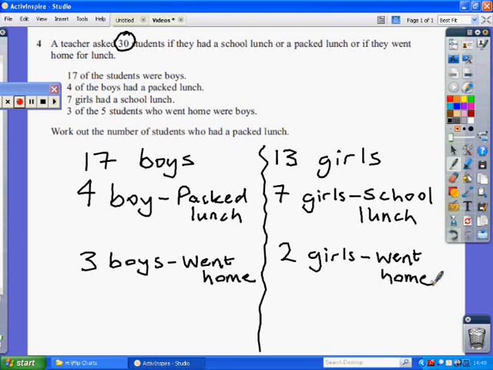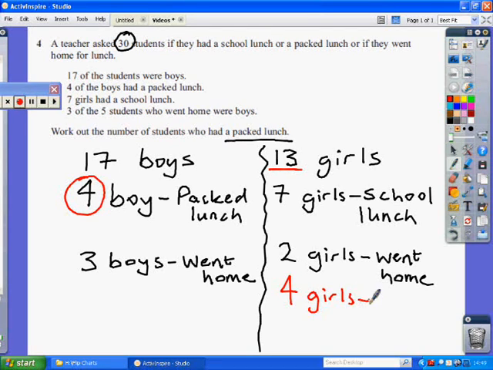So now it's actually asking me to work out the number of students who had a packed lunch. Now I know from the boys' side of things that there were 4 boys that had a packed lunch. So how can I work it out from the girls' side? Well, if there's 13 girls altogether, I know that 7 had a school lunch, 2 of them went home, so that must leave 4 girls that stayed in school but had a packed lunch.